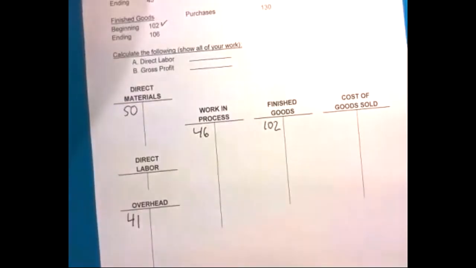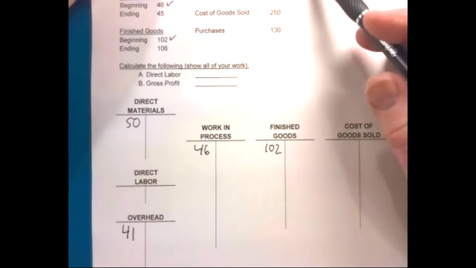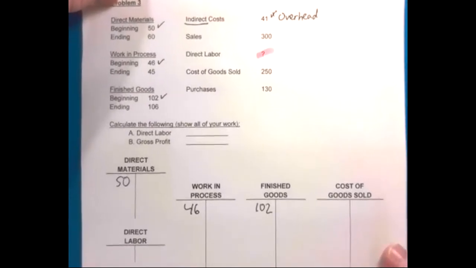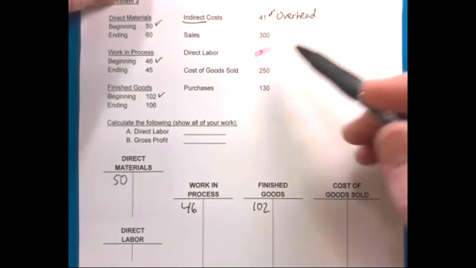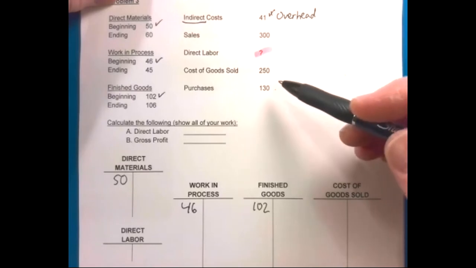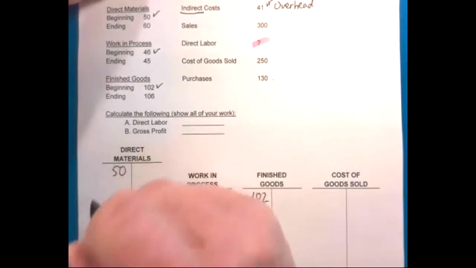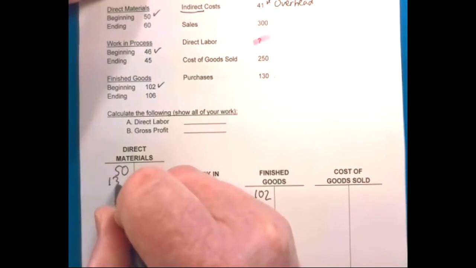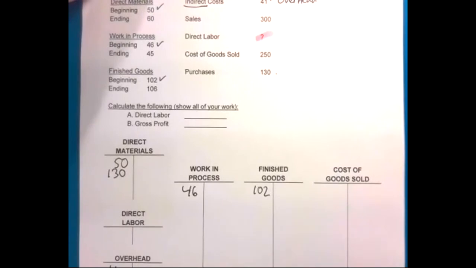Overhead all the way down. What I should do is make this over again and put this down here. That would be better for video classes. Okay. Sales don't go in here. Direct labor, we don't know. Cost of goods sold, we're going to need that later. And then here are purchases, and the purchases are just like from before. They're direct materials. Okay. So let's go ahead and start doing the ones that we already know.